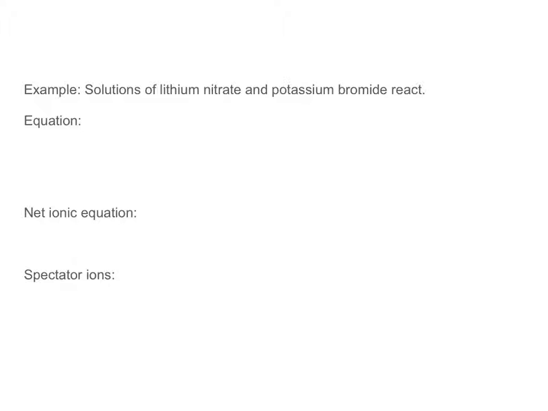Here's another example that we need to go through. So here I have lithium nitrate. I'm going to tell you lithium is a +1, nitrate is NO3 -1. I have potassium bromide, which is a +1, and Br, which is a -1. I remember that from the periodic table and the polyatomic ions I was supposed to memorize.